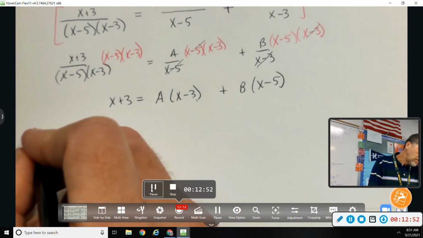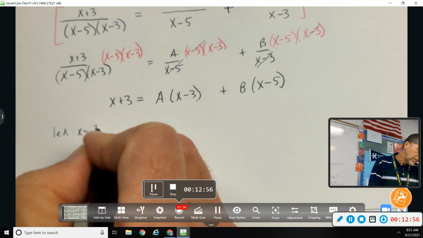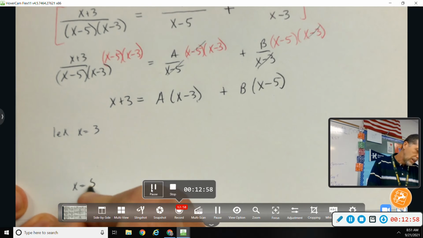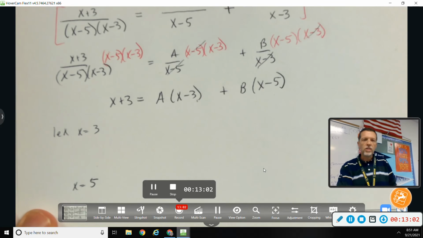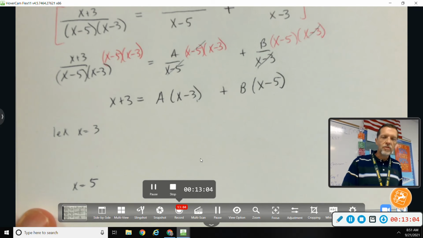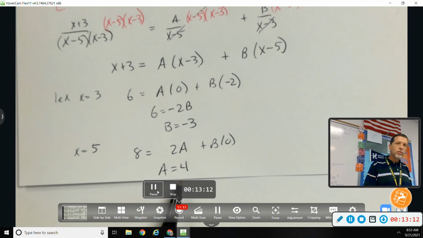What would be a good value of x? 3. What else? Negative 5 or 5. Yeah, 3 and 5. So I'm going to pause again, and if you haven't finished it out, let x equal 3 and 5 and see what happens. I get b equals negative 3 and a equals 4. Questions on that?